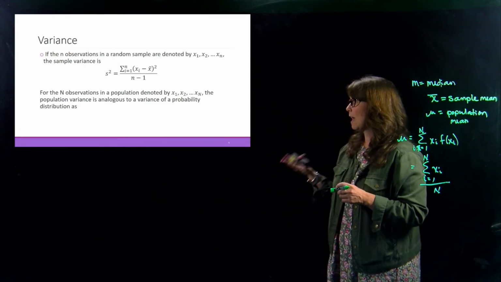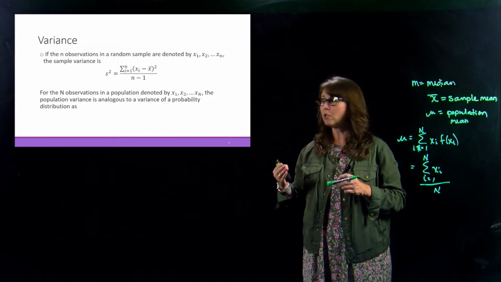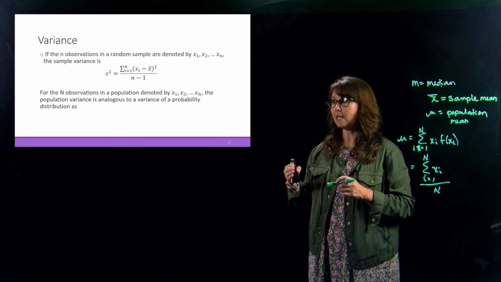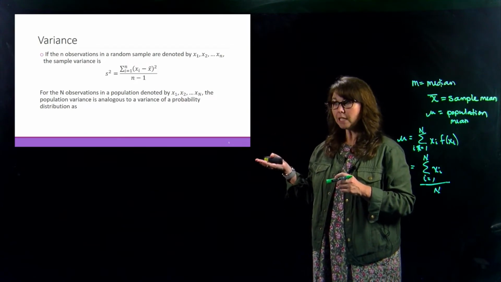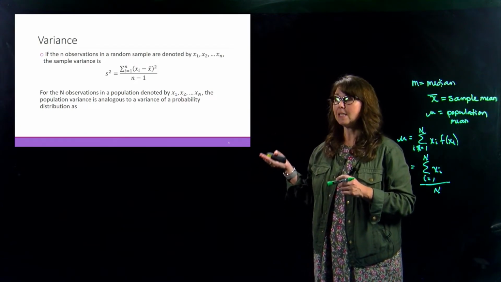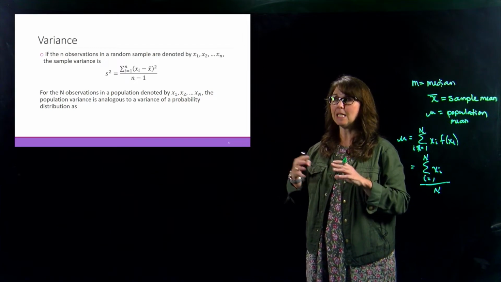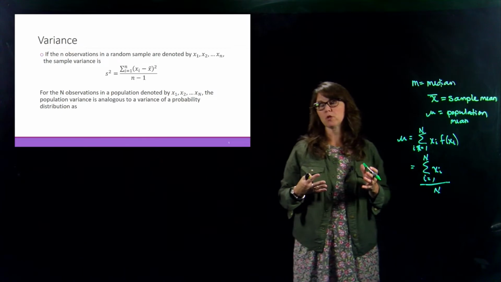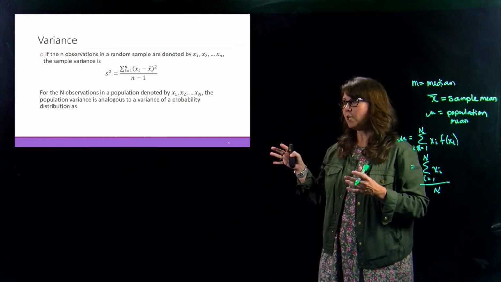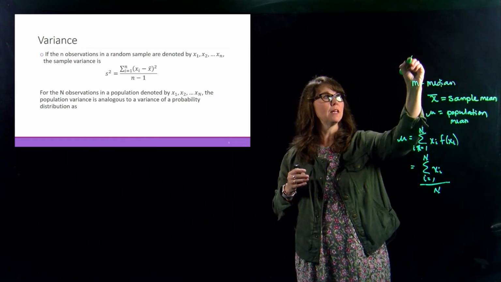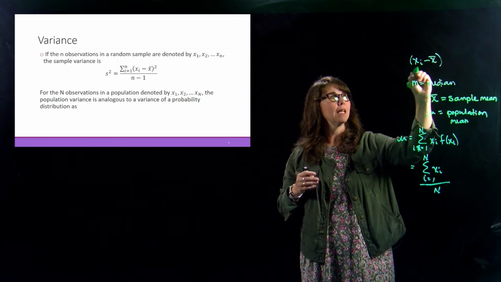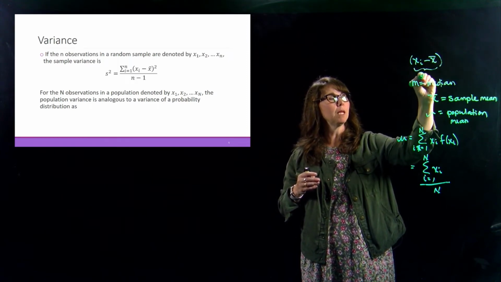So let's talk about that. If we have n measures or n observations from a random sample, so x1 up to xn, then the sample variance s squared is basically the typical or average deviation that an observation is from the mean. So take a look at that for a second. So we have x sub i minus x bar. This is a deviation from the mean.